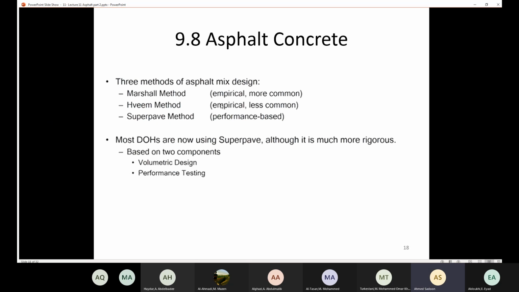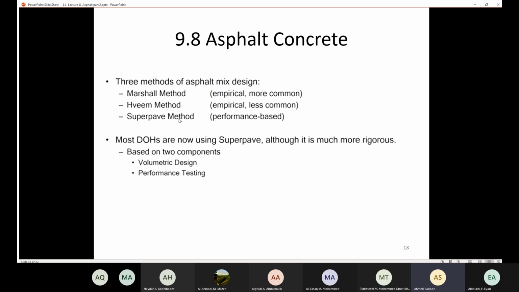So in order to come up with asphalt concrete, we have 3 methods of asphalt mix design. We have the Marshall method. This one is empirical, which means that this method does not depend on the performance. And this one is more common. In our lab, the last lab, we used the Marshall method in order to produce asphalt concrete. Also, we have the Hveem method. This one is also empirical, just like the Marshall method, but this one is the less common.